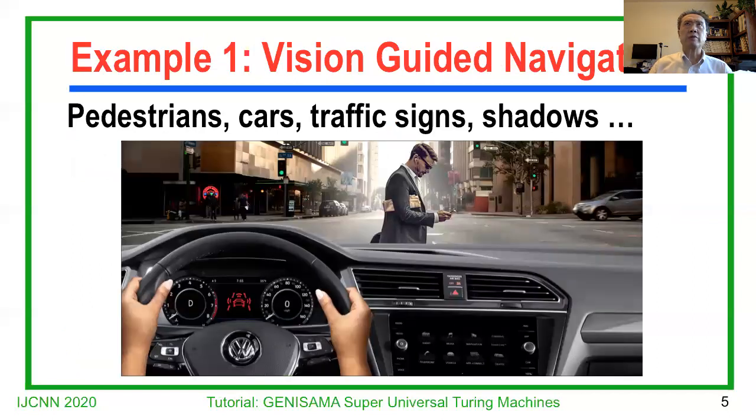So suppose we have vision guided navigation, you're driving, and maybe you have pedestrians, you have cars, you have traffic signs, and you may have car shadows, and there are so many different components of things that you need to pay attention to, depending on the purpose and the context.